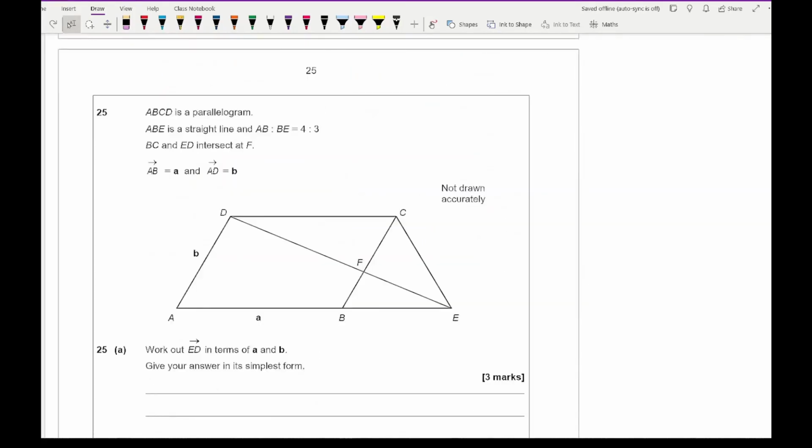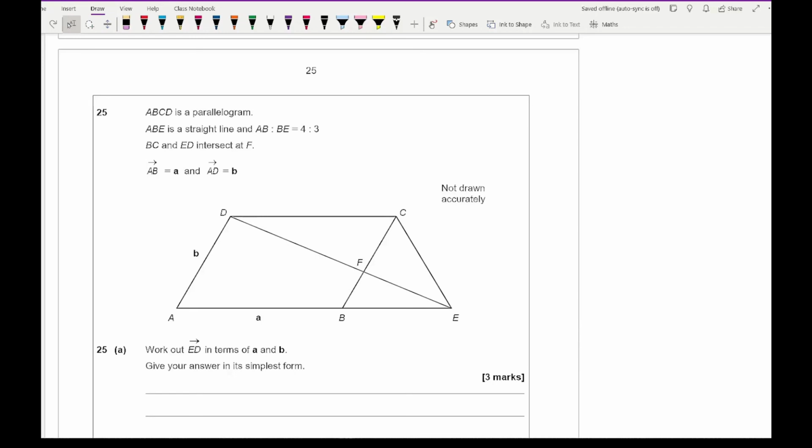So moving on to our last question, it says that ABCD is a parallelogram, ABE is a straight line, and AB to BE is in the ratio 4:3. BC and ED intersect at F, and AB is equal to a, and AD is equal to b. Work out ED in terms of a and b.